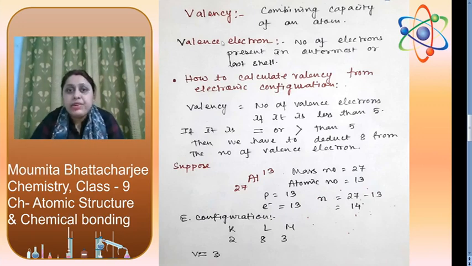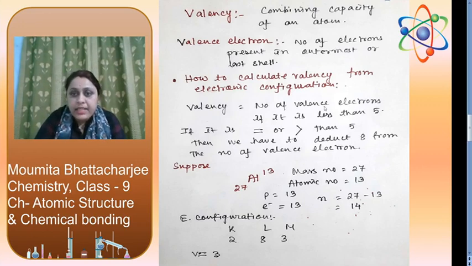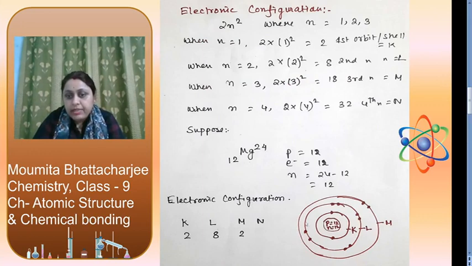Next one, valency. What is valency? This is the combining capacity of an atom. With how many atoms it can combine, that is its valency. What are the valence electrons? The number of electrons present in the outermost, last cell. That means this is the last cell. If we consider this atom, this Mg, this is the last cell. The last cell is known as the outermost cell, and the electrons present in the outermost cell are known as valence electrons. And the cell just before the last cell is known as the penultimate cell.